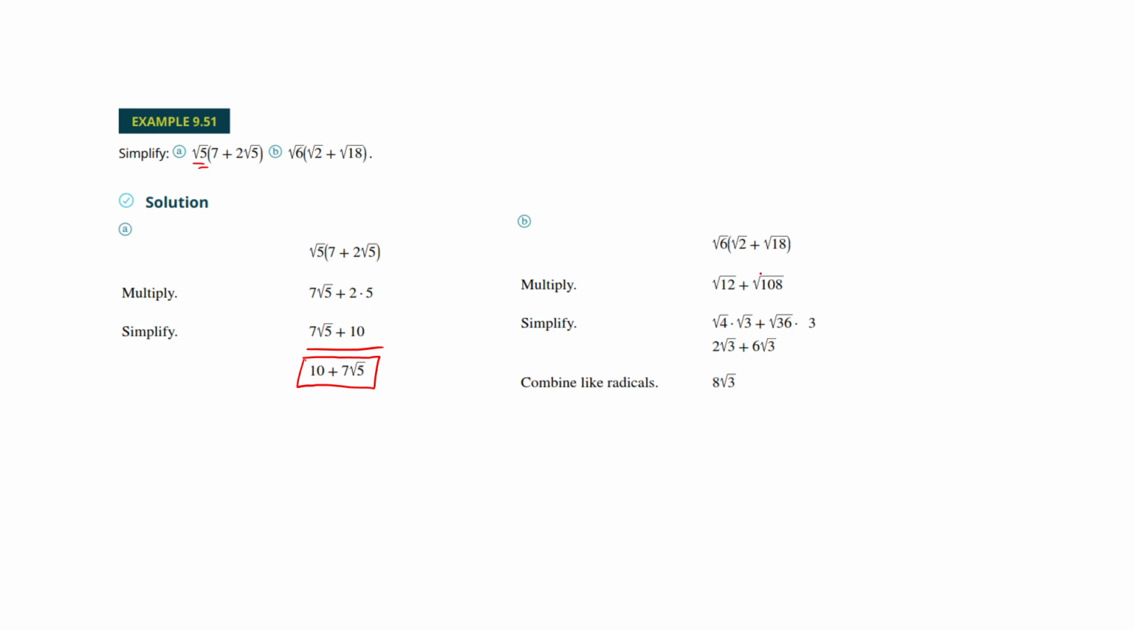We send the square root of 6 through. This is exactly what we've seen. Each of these needs to be simplified, but here's what's new about this one. We simplify them, and we do have like terms. I have square roots of 3 and square roots of 3. I can put those together. Get 8 square root of 3.